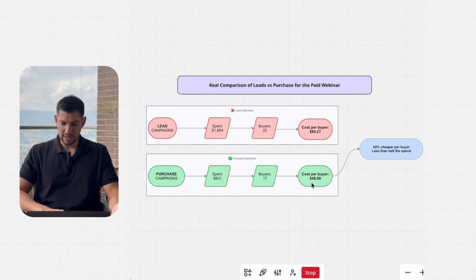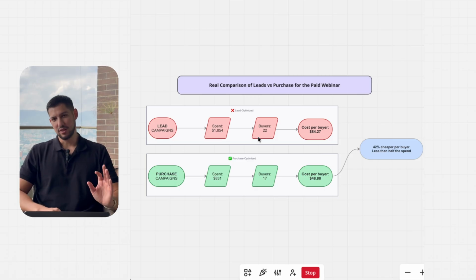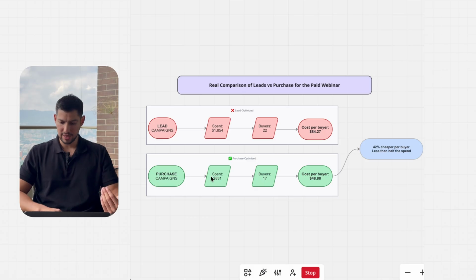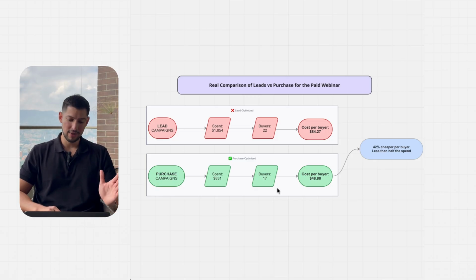But yeah, here's what the data showed. The lead campaign: $1,854 in ad spend. It produced 22 ticket buyers. Tickets were like 22 bucks. The cost per buyer was $84.27. Whereas the purchase campaign was $831, got you 17 buyers, and that came at a cost of $48.88, and it was going down, right?